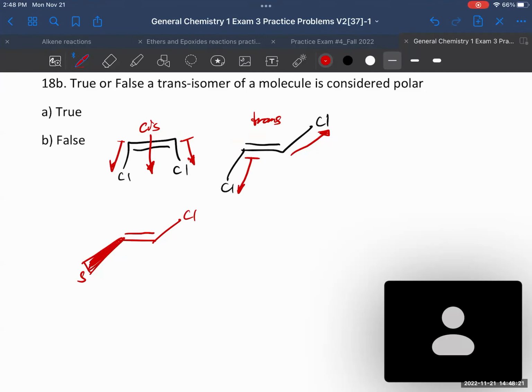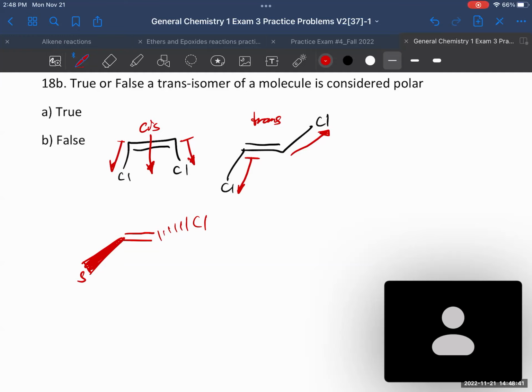Cis? Yeah, because you have to look at the bonds. There's only one polar double bond. We did a cis thing, but it was CH3 and H on the bottom. Since all the bonds are non-polar, then yeah, the entire thing's non-polar.